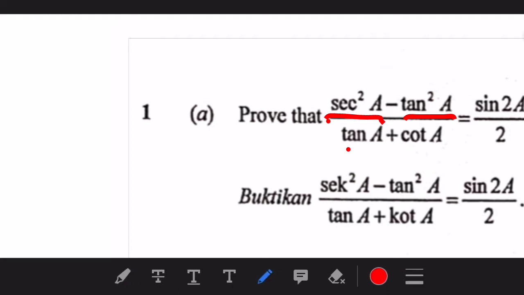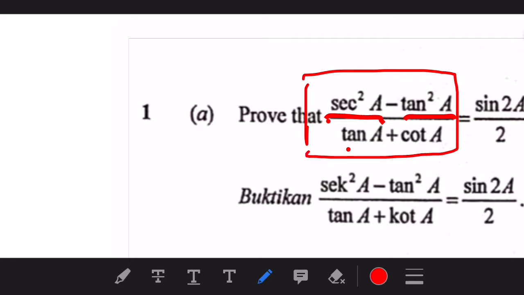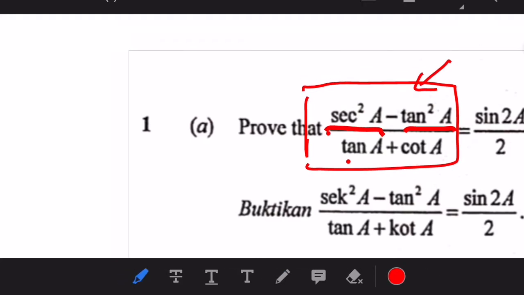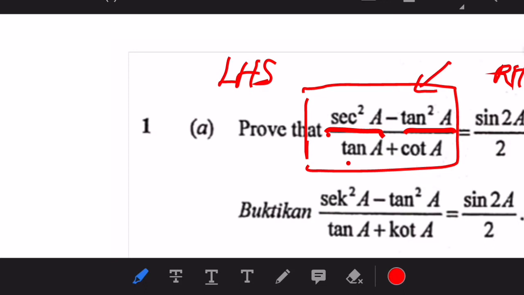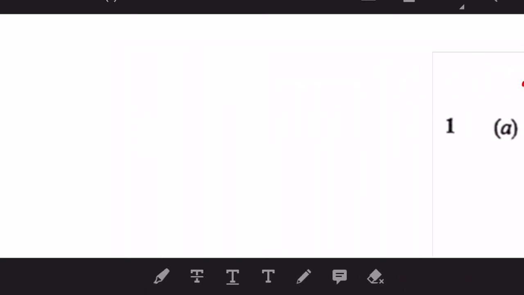Basically, when you want to do proving of Trigo, you always start from the side where you can do something. Maybe sometimes you have to start from both sides. So we start from the left hand side, and then we study the right hand side and see whether we can match them. So now I'm going to start with the left hand side. Let's see how I do.